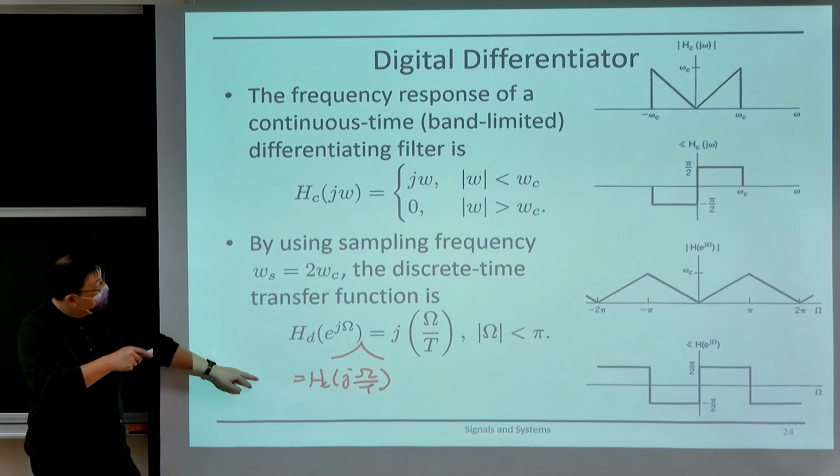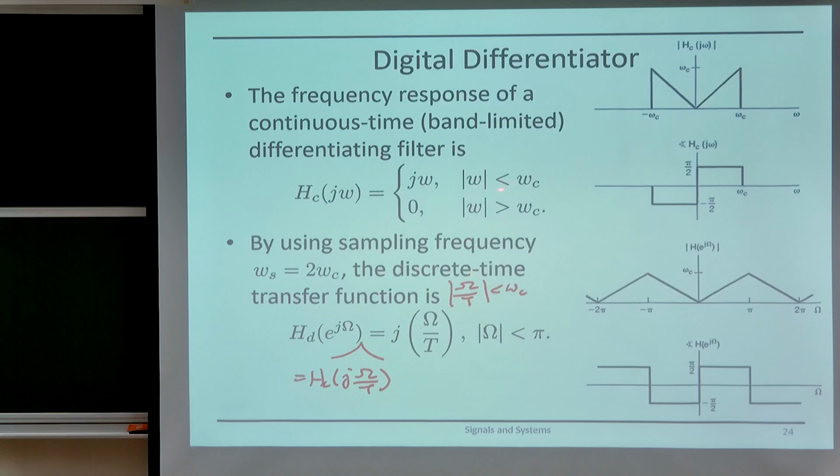If you want to double check this, you just take omega equal to capital omega over T and substitute it inside. You need this to be less than omega c, if you plug this inside here.